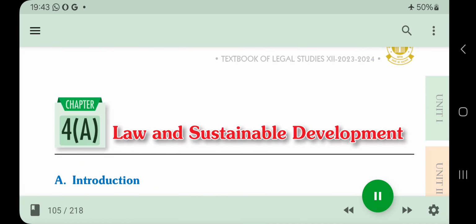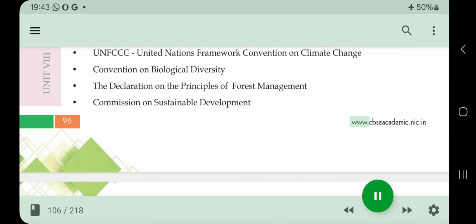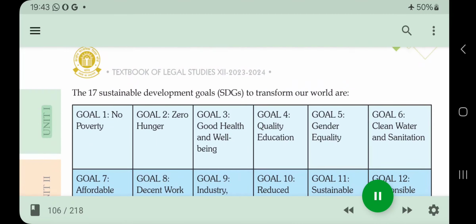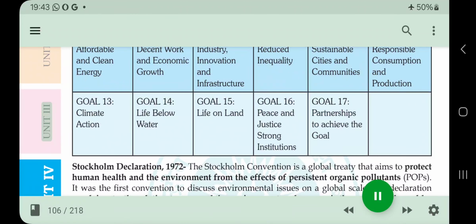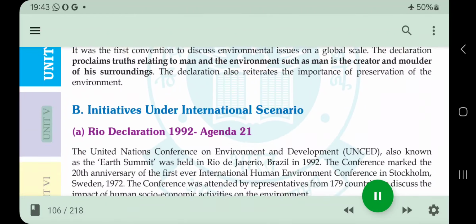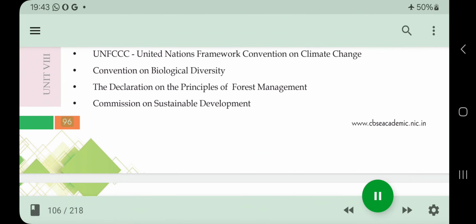Chapter 4, A. Textbook of Legal Studies. 12-2023-2024. www.CBCAcademic.NIC.in Unit I, Unit 2, Unit 3, Unit IV, Unit V.